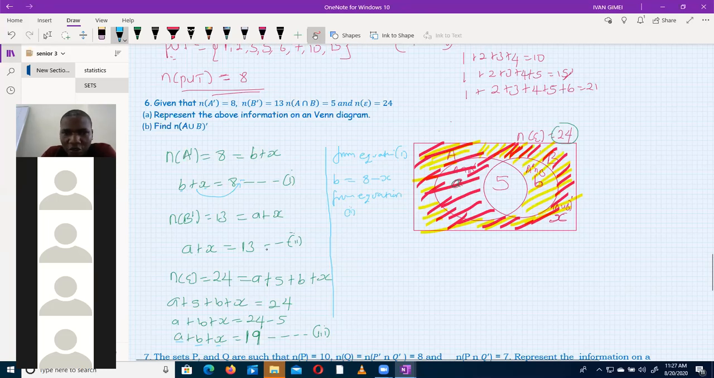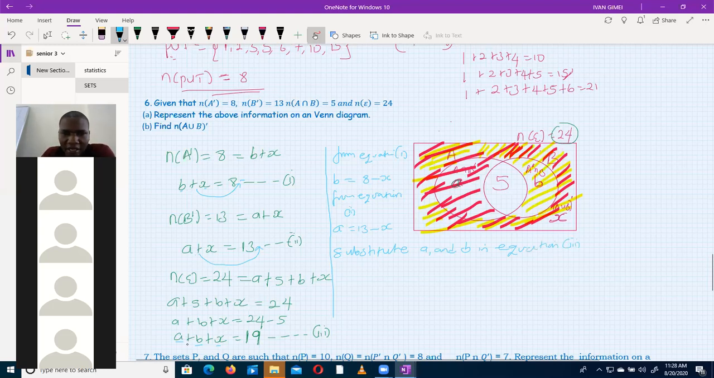So from equation 2, we also take the x on this side. We shall have A equals 13 minus x. Then what we do, substitute. We substitute A and B in equation 3. In equation 3.